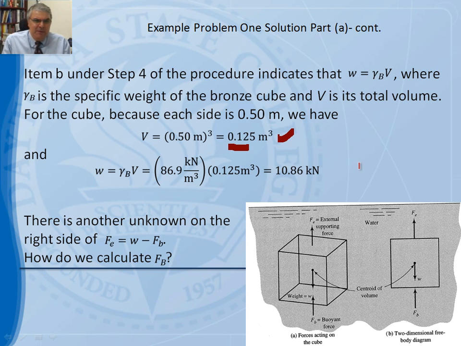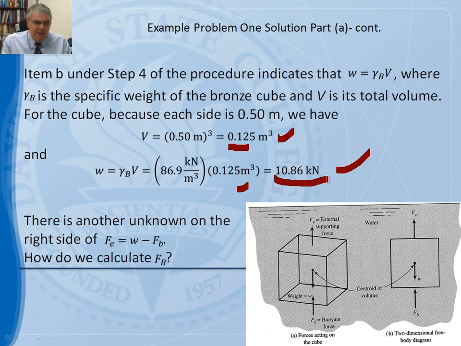In this case, called W sub B, the specific weight of the bronze. So what happens is that the 86.9 is the kilonewton per cubic meter. Remember that specific weight defines weight per unit volume, so it's Newton or kilonewton per cubic meter. Multiply that by 0.125, which is the volume of the cube, and the W would be 10.86 kilonewtons.